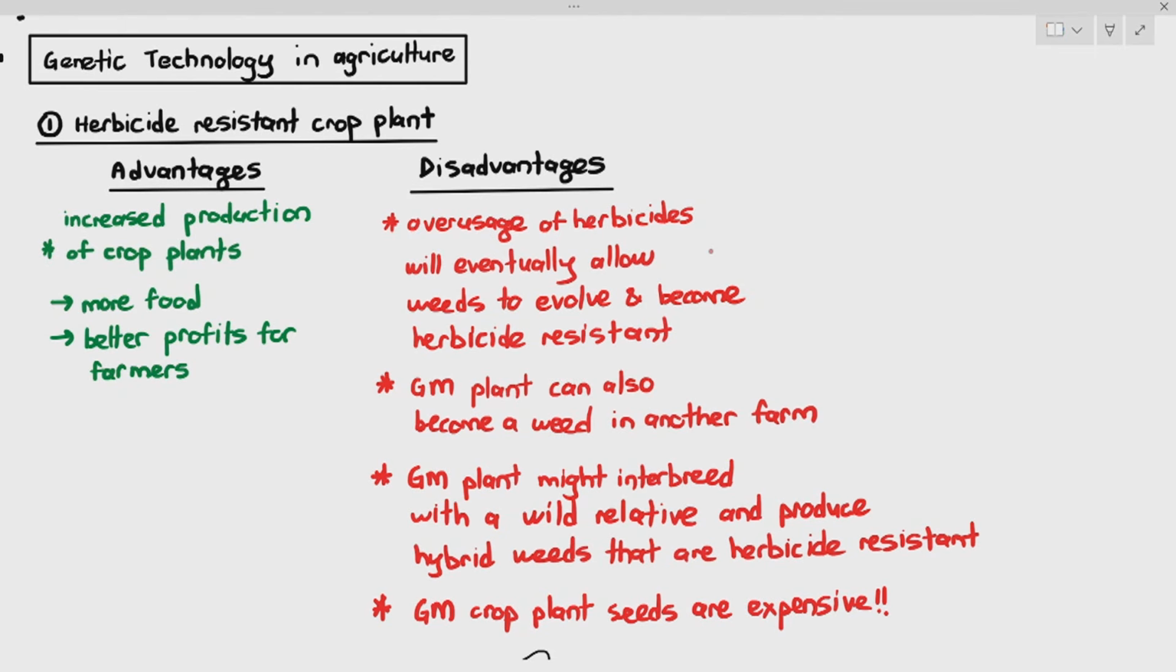So it will cause a dent in the farmer's profit, and it will actually dip into their spending too. So it might also cause less profit margins for the farmers. So yes, the advantage is they can produce more food and they may get profits, but they have to spend more to get the seeds. So that's another issue with herbicide resistant crop plants.